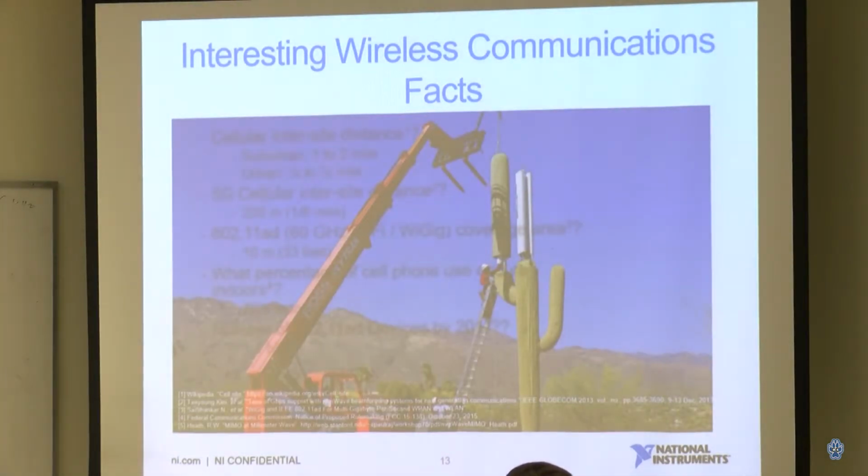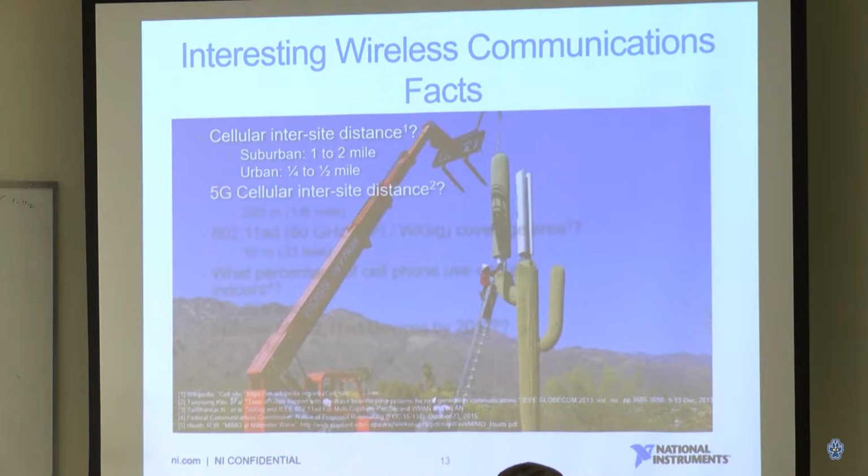But since WiGig is a really good subject and industry always likes to use it as much as possible, there are some facts we have to deal with. Some is the cellular intercept system. In suburban, most of the cellular intercept system is about 1 to 2 miles, and in urban, it's about a quarter to half a mile. And what's the 5G cellular intercept system? 200 meters. Really, really short. Why? I'll go over that later.